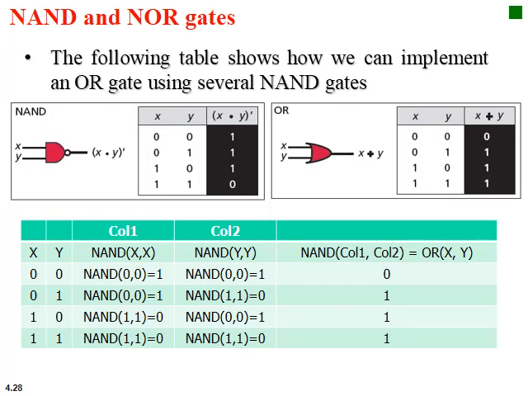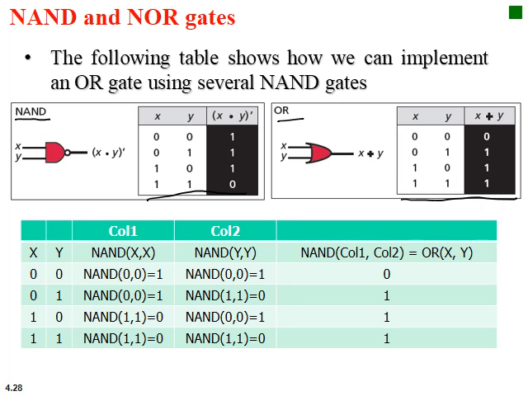Alright, so let's look at how NAND and NOR gates work. So the following table shows how we can implement an OR gate using several NAND gates. Alright, so just for revision, here's the NAND table. So in other words, you're already now familiar with the NAND table, and there's the OR truth table over there.